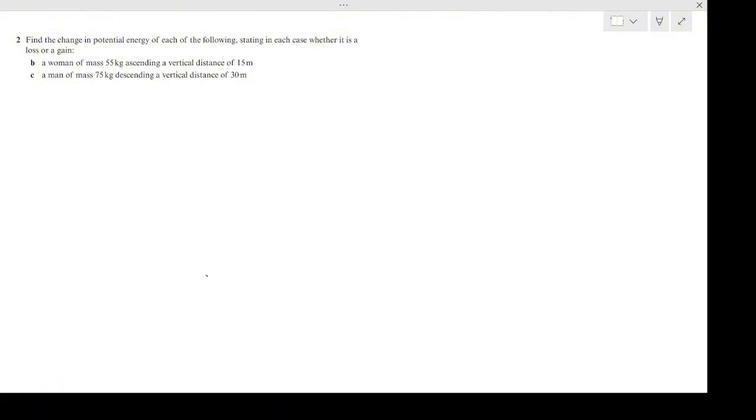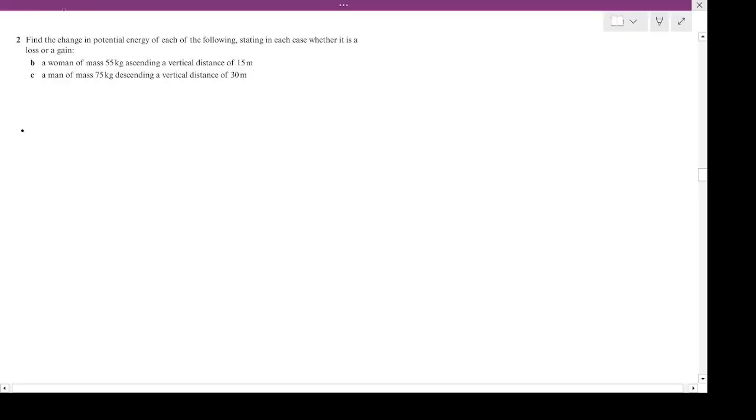So we've got this question here first. Find the change in potential energy, so gravitational potential energy. That's what it means. Find the change in gravitational energy of each of the following, stating in each case if it's a loss or a gain. So we look at the first bit. We're told a woman of mass 55 kilograms is ascending a vertical distance of 15 meters.